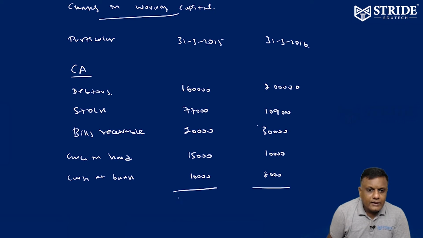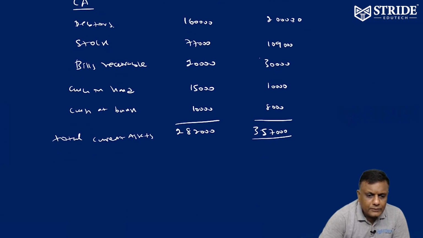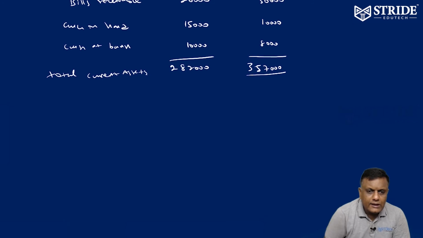Current assets total 2,82,000 and here 3,57,000. So this is total current assets. Right. Now we have to prepare total current liabilities. Next, current liabilities. So current liability number one, creditors.